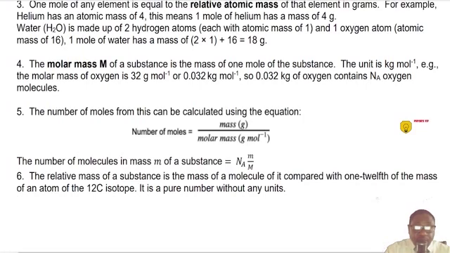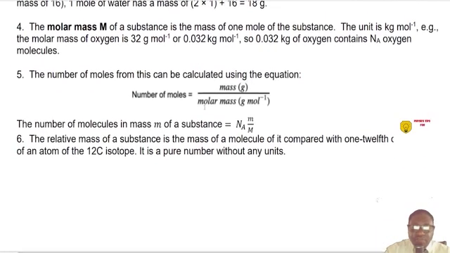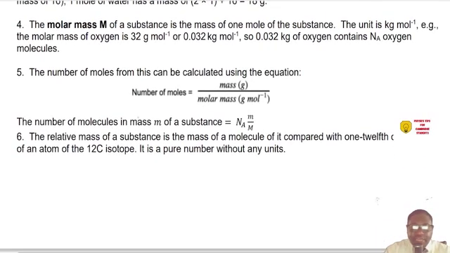The number of moles from this can be calculated using the equation number of moles is equal to mass over the molar mass. Now, the number of molecules in the mass m of a substance will be equal to mass over molar mass, which is number of moles, times Avogadro constant. And the relative mass of a substance is the mass of a molecule compared with 1/12 of the mass of an atom of the carbon-12 isotope. It is a pure number without any units, since relative means a ratio.